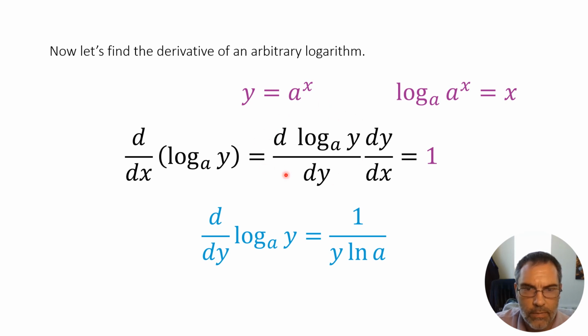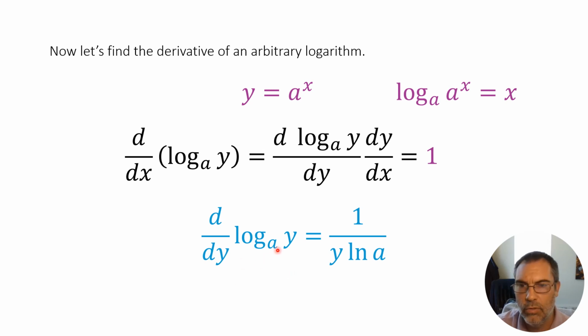So the inverse theorem gives us this times dy dx, and now it has to equal 1 because the log a of a to the x is just x. All right, so now we want to solve for this, and we know that dy dx is really just the derivative of this, which is a to the x times log a, or another way of saying that is y times log a. So what's the derivative of any arbitrary logarithm? It's 1 over y times log a.